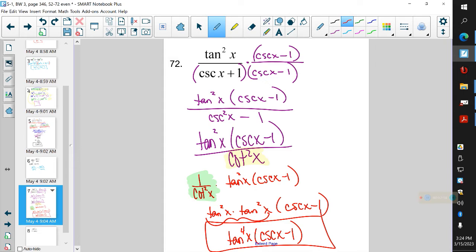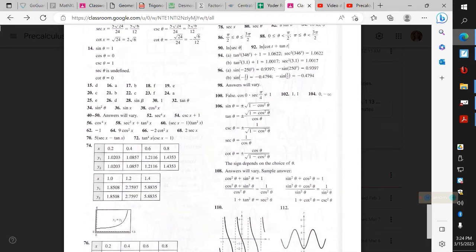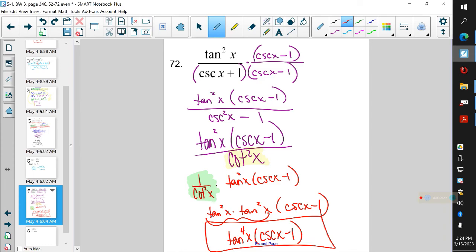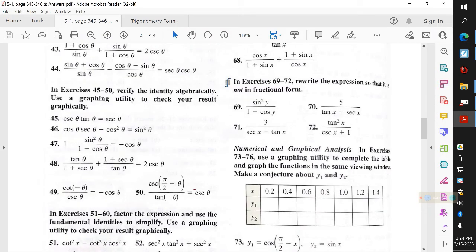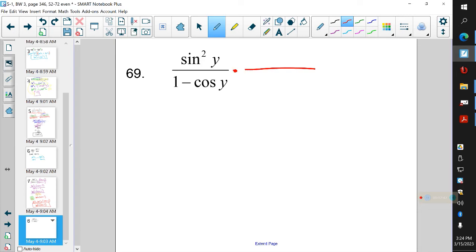So if we check our answer for problem 72, tangent to the fourth times the cosecant of x minus 1 is our answer, and we know that we are correct. And we did that by multiplying by the conjugate. On number 69, it is going to be very similar to that. On 69, you're going to multiply by the conjugate of that. And when you do it, you're going to have the same philosophy. What you do to the bottom, you must do to the top. And I'm going to let you guys finish that one.